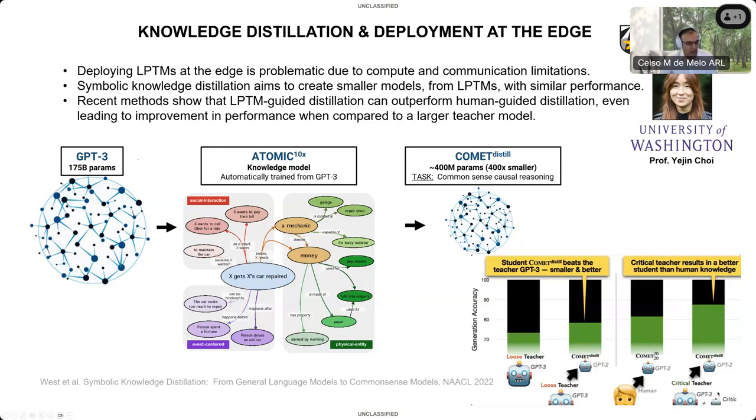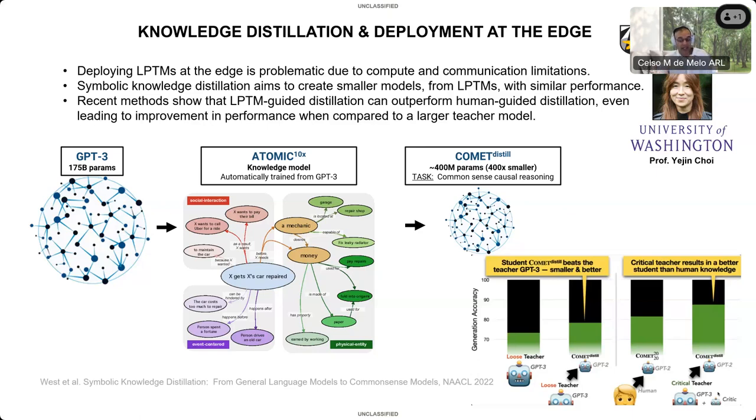And here's one good example of what we're talking about. In this case, she started with GPT-3, which has 175 billion parameters. That's pretty big. It would be very hard to deploy that at the edge, in a robot at least. And she was able to retrieve relevant knowledge from this model automatically. So even this knowledge is retrieved automatically using GPT-3. And then she was able to train a student model that was 400 times smaller, optimized for common sense causal reasoning. So using an almost fully automated pipeline, she's able to generate a much smaller model that is optimized for common sense causal reasoning.